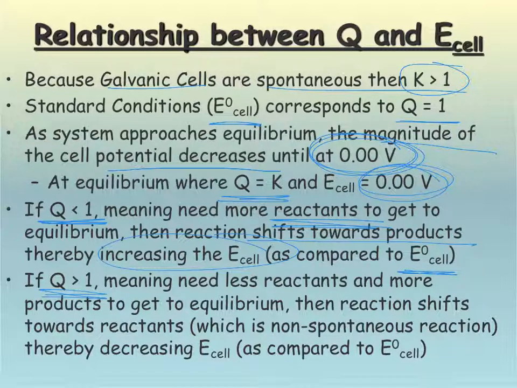If your Q is greater than 1, that means you've got too many products and not enough reactants. I have my wording backwards here, but you need to decrease the amount of products you've got, okay? Make more reactants. So it's going to shift towards the reactants, but that's a non-spontaneous reaction going in the reverse direction. So that's going to take away from our Ecell value as compared to standard.